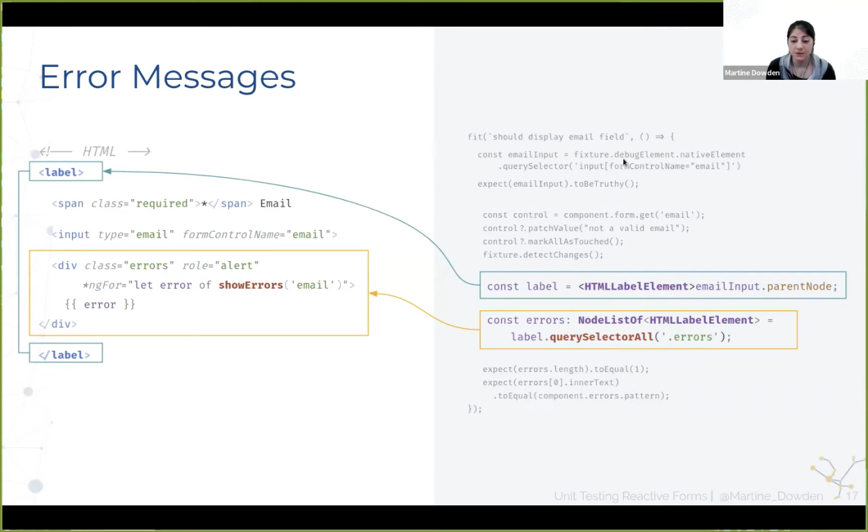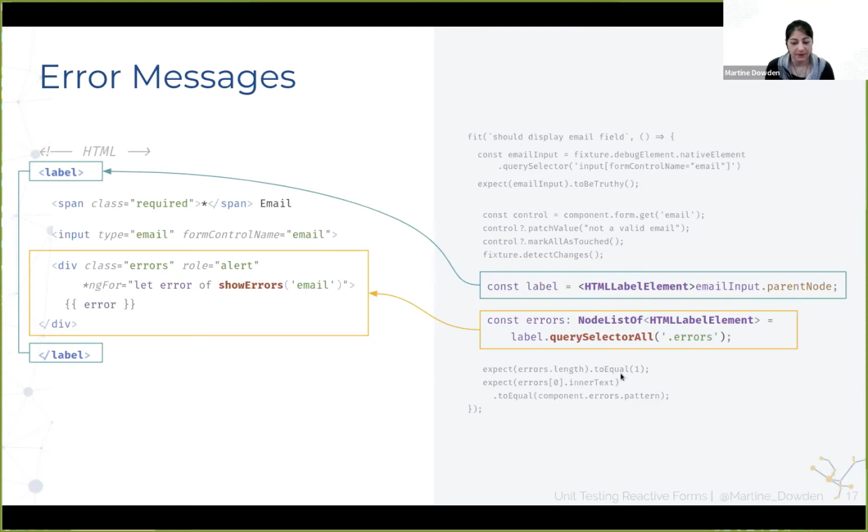The difference between query selector and query selector all is that query selector gets the first one it finds and stops. Query selector all returns a node list. So a node list in a lot of ways functions similarly to an array.